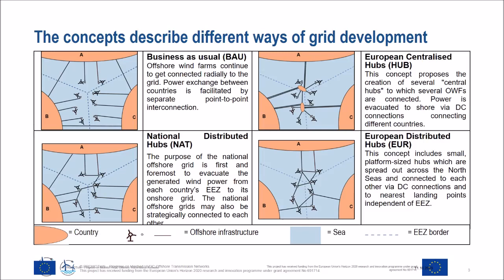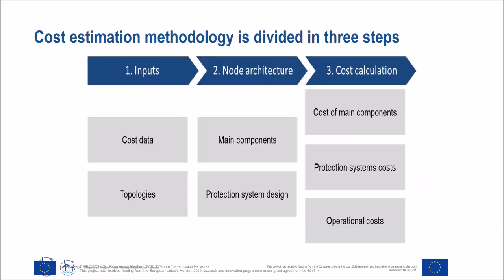Finally, in the European distributed hubs concept, small platform-sized hubs are introduced that spread out across the North Seas and are connected to each other via DC connections and to the nearest landing points, independent of which EEZ they are located in. Combining the scenarios and the 4 grid development concepts gives us the topologies, which is the basis of the cost estimation methodology, together with the cost data for the components.